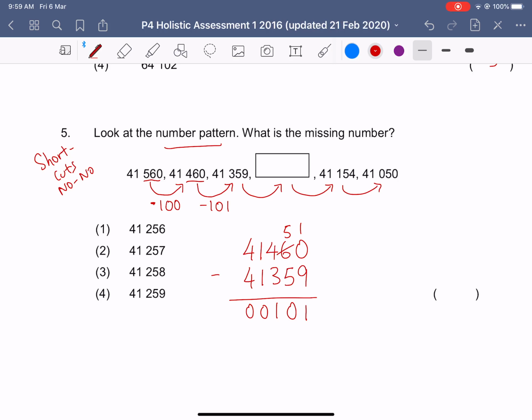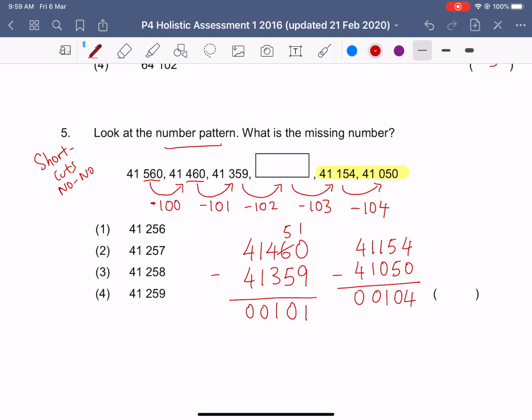Between the first and the second number is a subtraction of 100. And the next number, subtraction of 101. So if you go by this pattern, then you can kind of guess that maybe this will be about this. We are not sure, right? We are not sure, but we can always try and test it. So what I'm going to do is I'm going to test with these numbers in the highlight to see whether the pattern is really true or not.